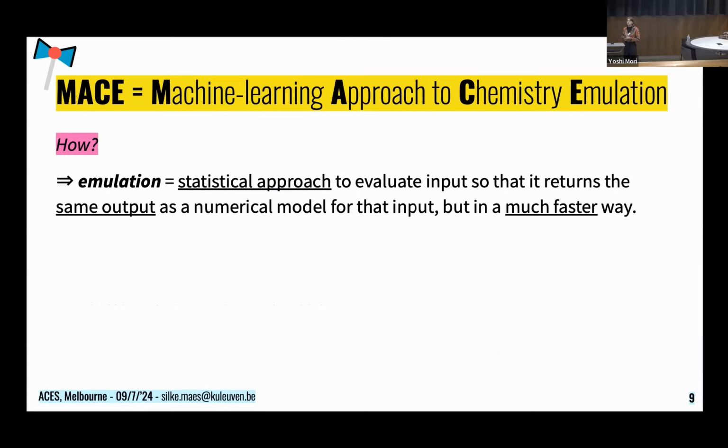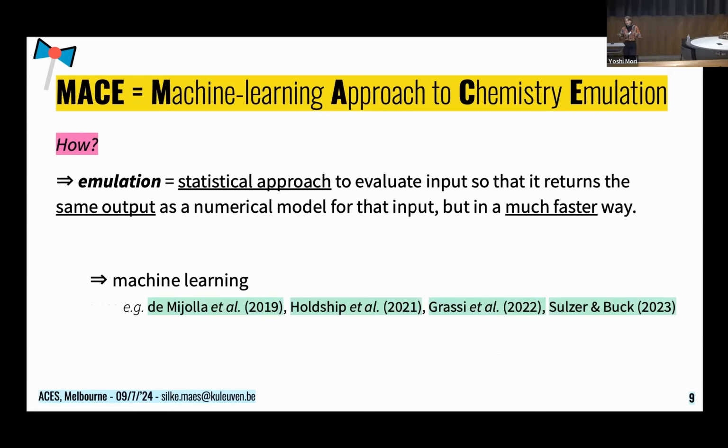And of course, there are different approaches to it. But in this project, we chose to go for machine learning, which is a big thing these days, of course. But we're also now using it here in astrochemistry. And of course, in our project, we're not the first ones doing this. This emulation approach has already been explored a little bit by, for example, the people of these papers. And inspired by this literature, we basically continued to work further with this approach.